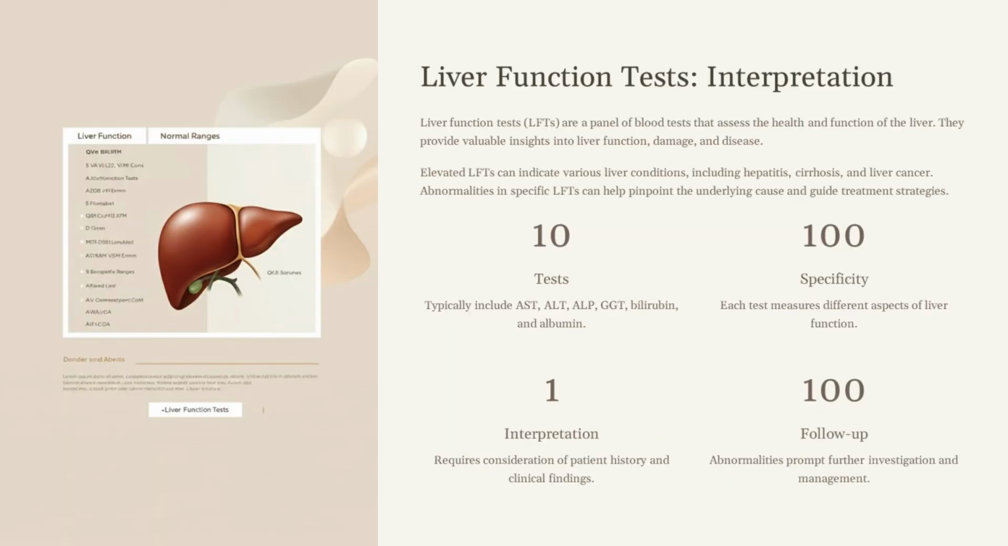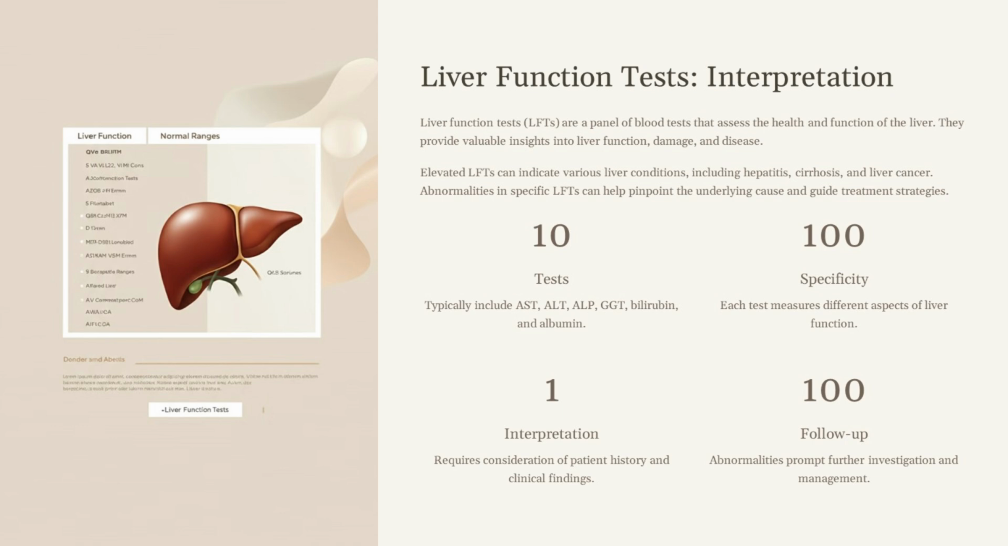Liver function tests, LFTs, are a panel of blood tests that provide valuable insights into the health and function of the liver. These tests measure different aspects of liver function, including enzymes, proteins, and bilirubin levels. Abnormal LFT results can indicate various liver conditions, such as hepatitis, cirrhosis, and liver cancer.